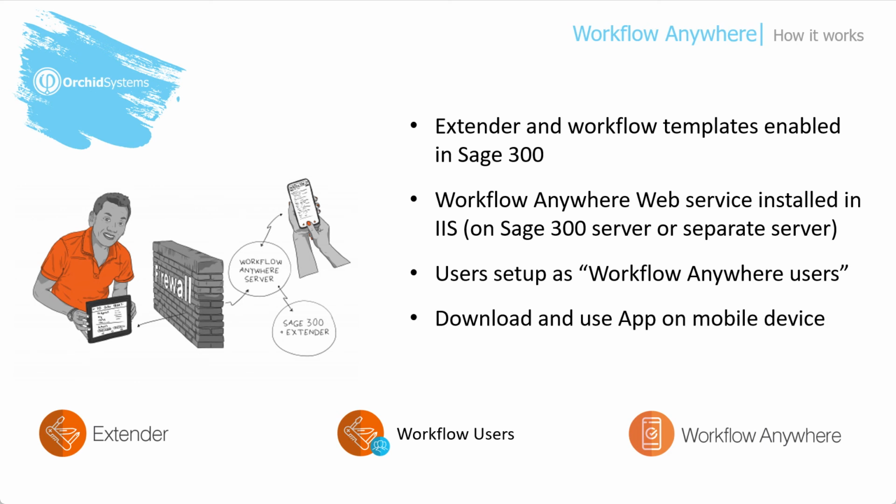And then on the required tablet or phone, you need to download the app and then use the app on the mobile device. If you are connected to the VPN, you can use your tablet within the firewall, but if you want to use your phone or tablet outside the firewall, then you need to open a port for IIS in order to get access to the Sage 300 data.